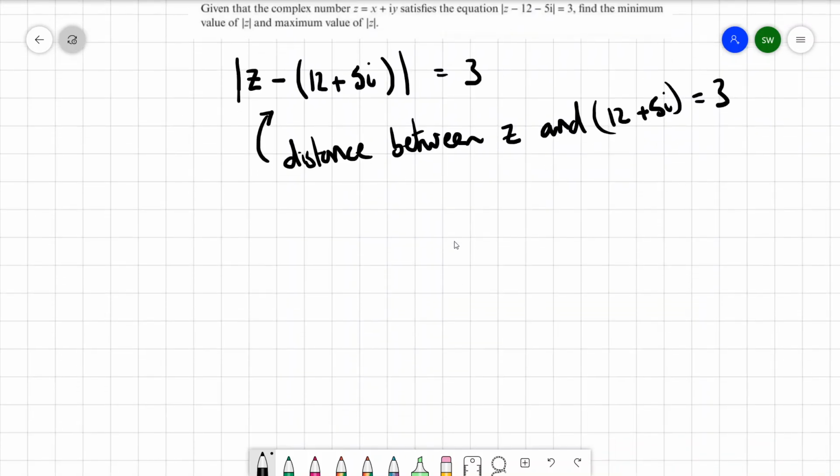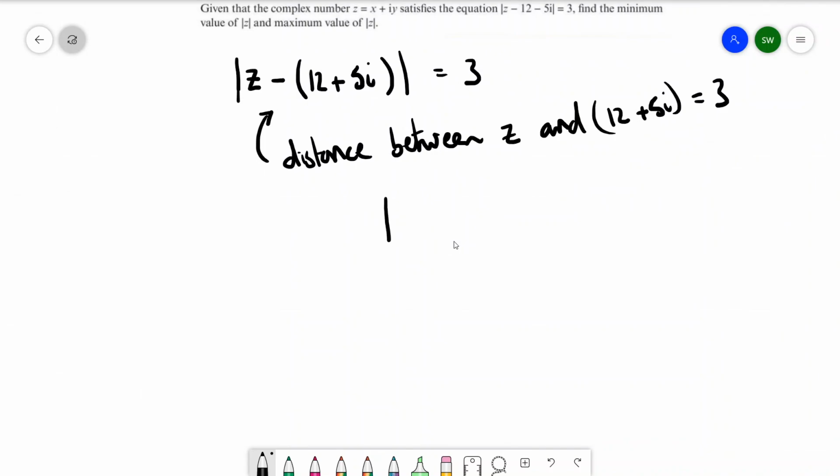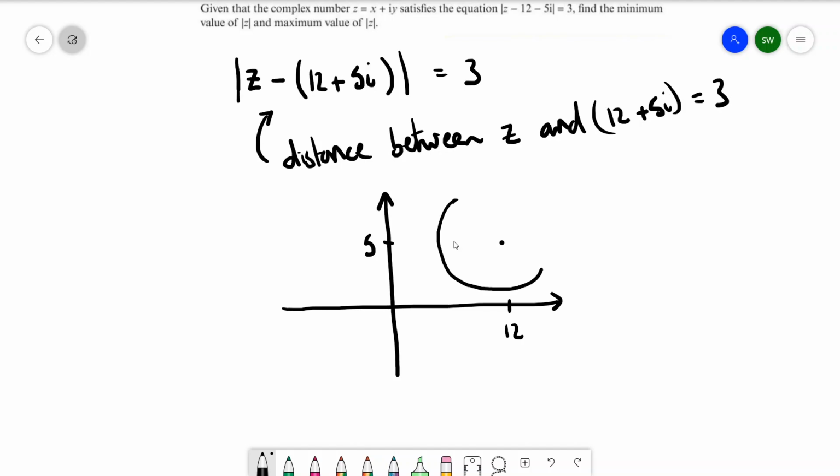So we need to draw an Argand diagram and sketch on all the points z that are a distance of 3 away from 12 plus 5i. So let's put on 12 plus 5i. And all the points z that are a distance of 3 away, they're going to lie on a circle of radius 3 around that centre point. Let's just check that that makes sense.